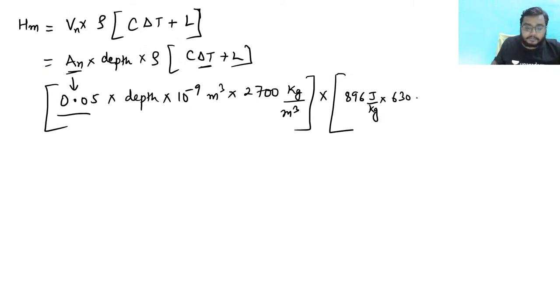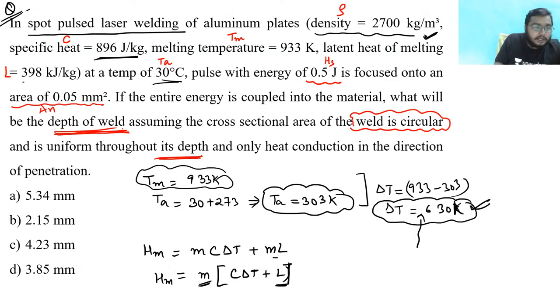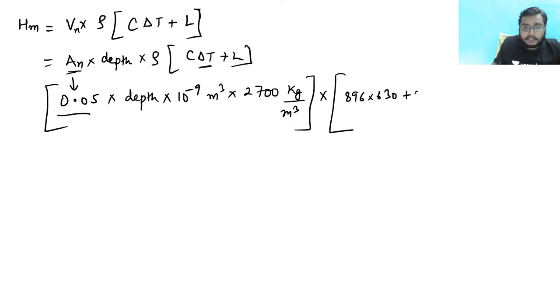Now see, since space is less, so this is 630. Now what is the L? Latent heat is what? Is it 398 kilojoule per kg? So definitely 398 kilojoule is there, converted to joule, so 10 to the power of 3. Now if you calculate these things, this whole thing is my HM.